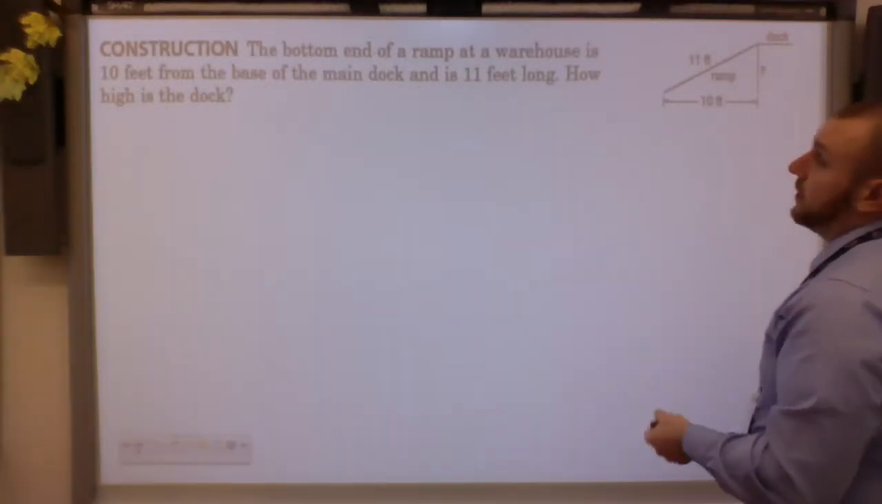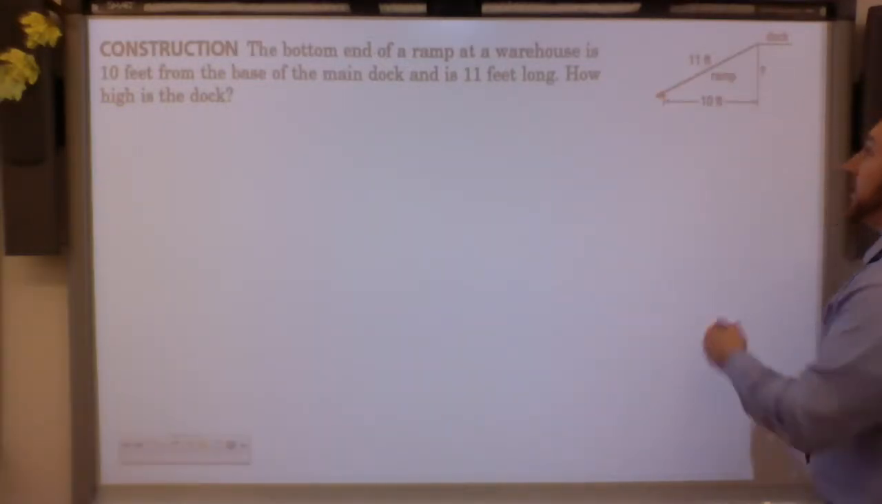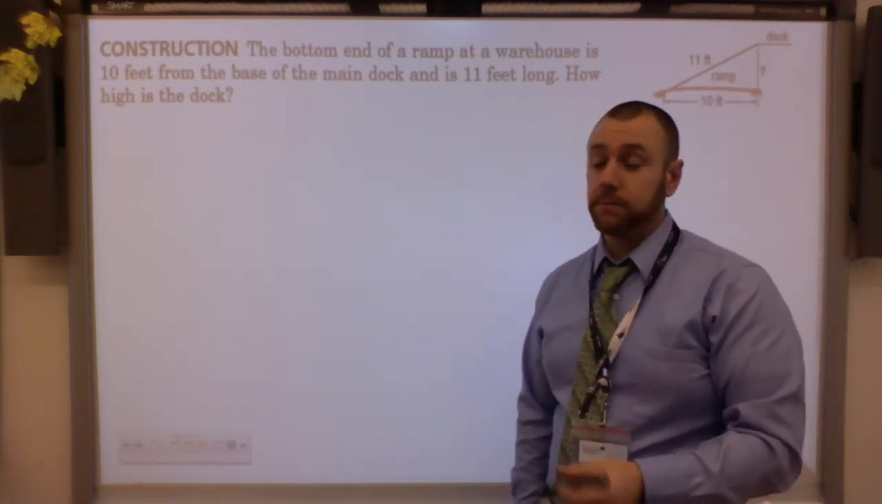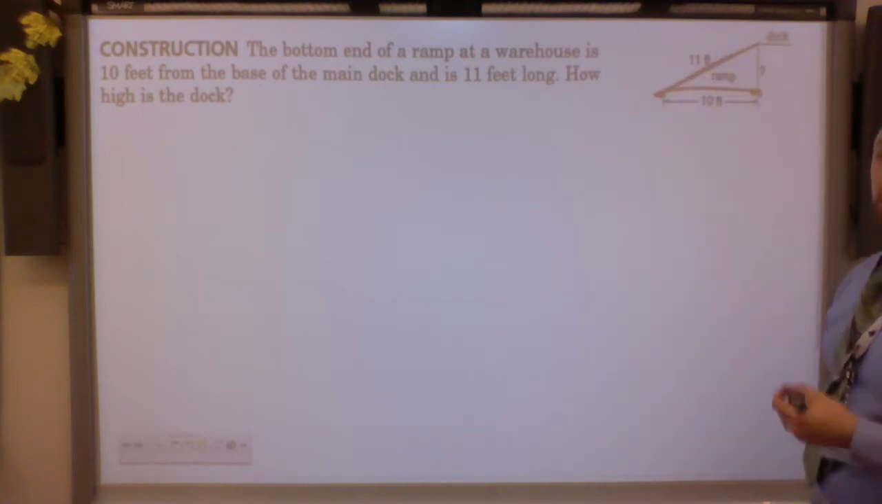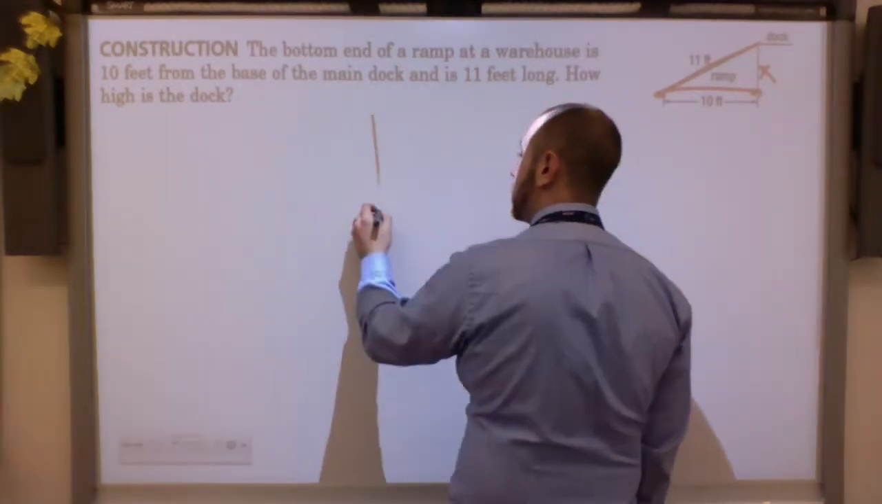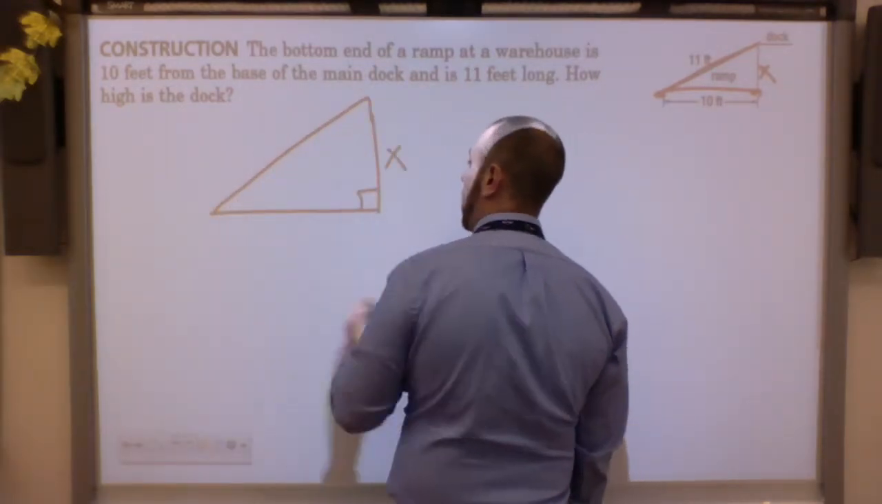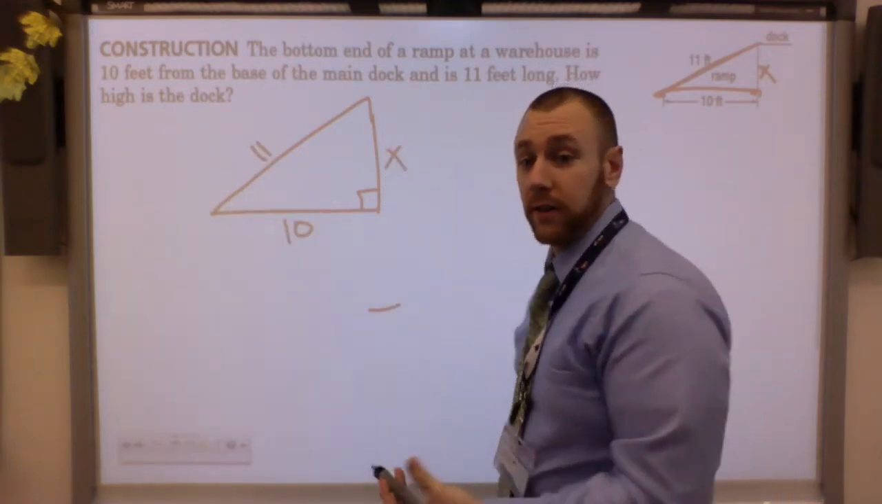So, the bottom end of a ramp is 10 feet from the base of the main dock. So 10 feet on the base means it's on the ground. And the ramp is 11 feet long. We're looking for the height. So really, it's just a big right triangle: x, 10, and 11. And now we're going to solve it this way.